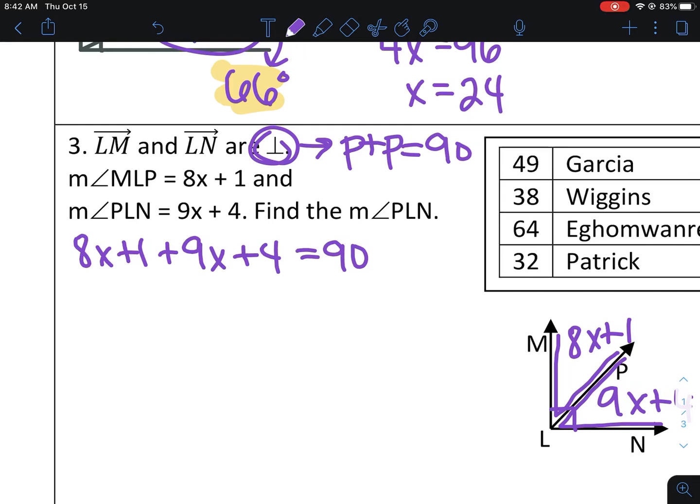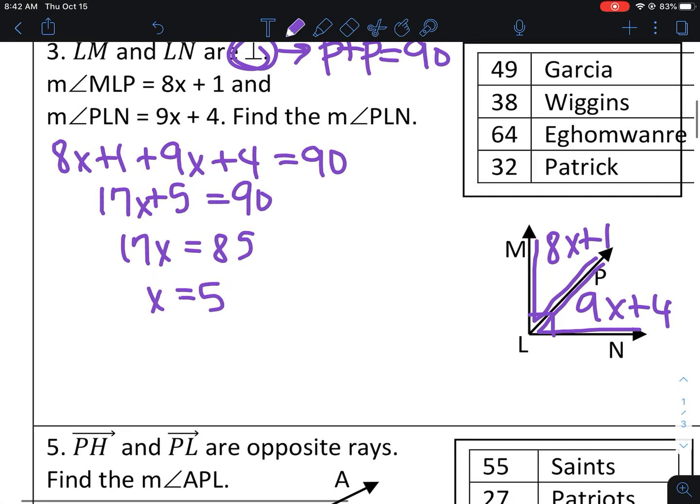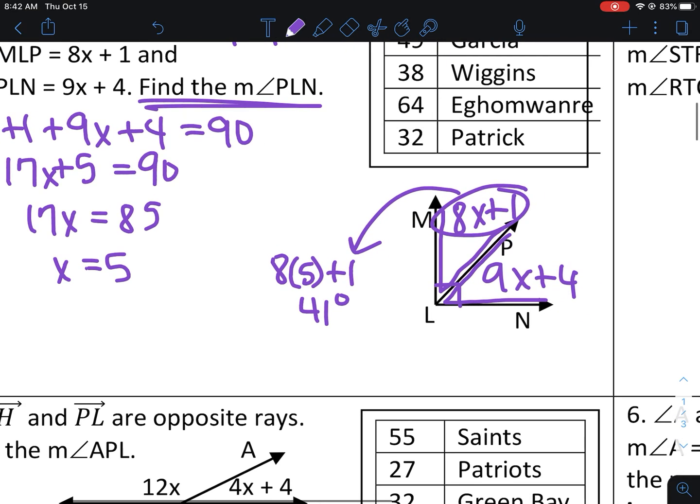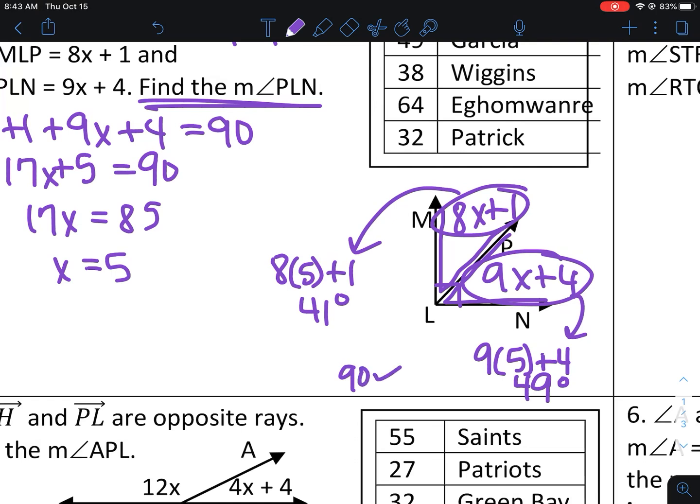So of course you can go to NSolve on your calculator, or you can solve it by hand like I'm doing here. So that's going to be 17x. If I subtract 5 from both sides, I get 85. If I divide both sides by 17, I get 5. So now I'm going to plug that in to find PLN. But I'm going to plug it into both just to make sure I got it right. So that's going to be 8 times 5 plus 1, which is 41 degrees. And then this one, which is going to be 9 times 5 plus 4, which is 49 degrees. And yes, when I add 41 plus 49, I do get 90, so we're good.